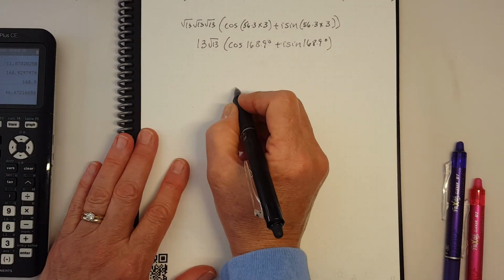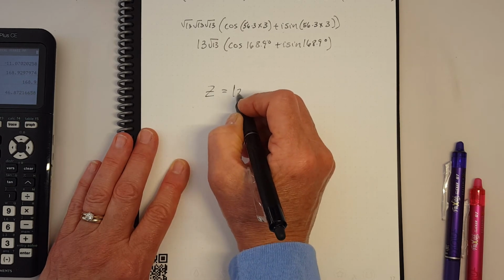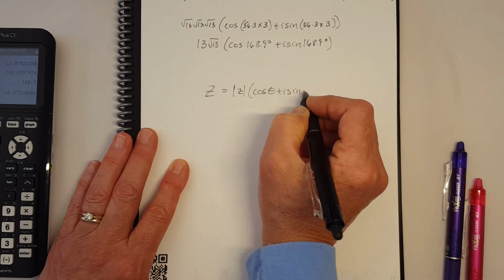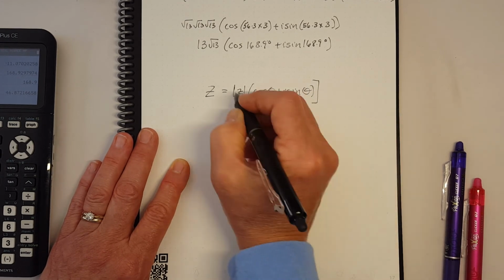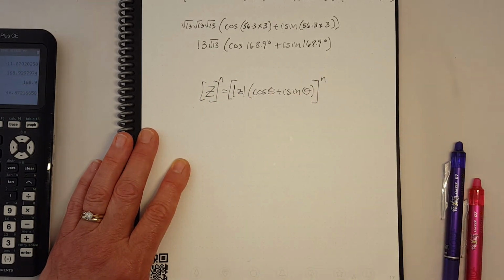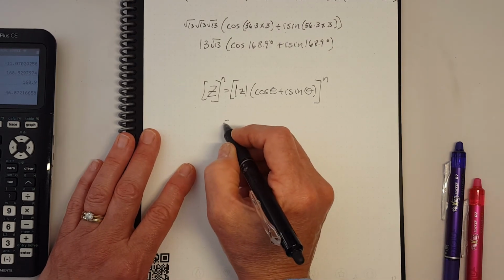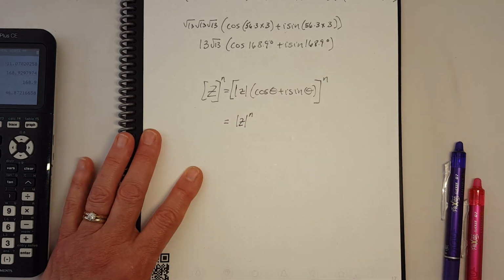So the general formula for this is, if you want to take z equal to the absolute value of z times the cosine of the argument plus i sine of the argument, and you want to raise that to the nth power, so I'm going to put that in brackets and say we want to raise this to the nth power. So like in our last example, we raised it to the 3rd power. Well, the way that you do that is you take the absolute value of z and you raise that to the nth power. So the square root of 13 cubed is what we did in the last one.